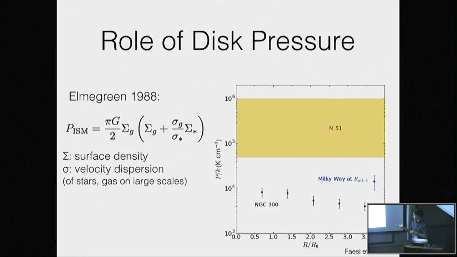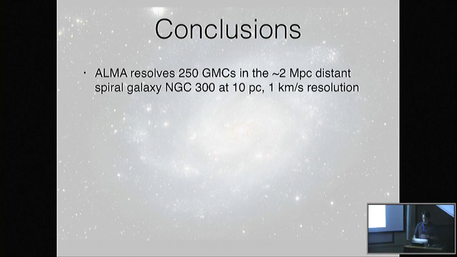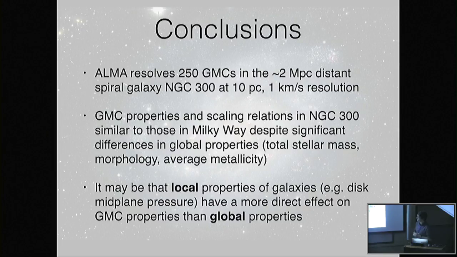And in this paper that should show up in ApJ very soon, we think it's actually the mid-plane disk pressure that may be controlling these GMC properties, like the size line width coefficient and GMC surface densities. So if you just calculate this for NGC 300 and the Milky Way and compare it to M51, there's a clear difference where the higher pressures in M51 may be leading to compression of the gas, higher surface densities, and therefore a higher size line width coefficient. So I'll leave you with these and take your questions. Thank you.